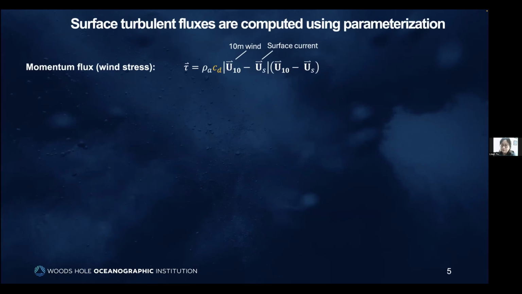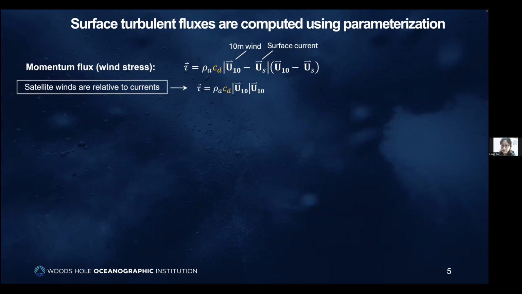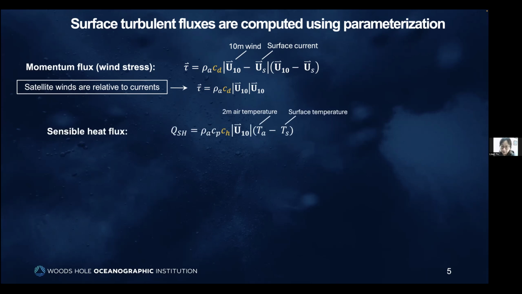As you know, there are only very limited direct observations of surface turbulent fluxes over the global oceans. To produce global maps, we have to use parameterizations. The parameterization for the momentum flux is here, which you can see depends on the drag coefficient and also the winds. Because we're using satellite winds and satellite winds relative to currents, we can simplify the equations to just U10, which is the neutral equivalent wind at 10-meter height, and adjusted to the in situ observations.